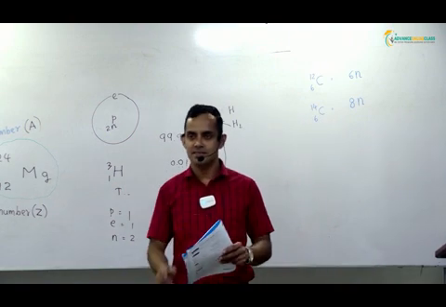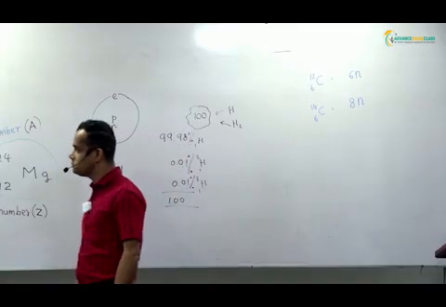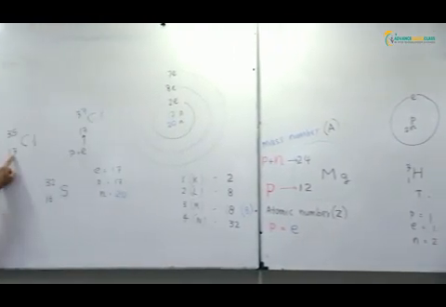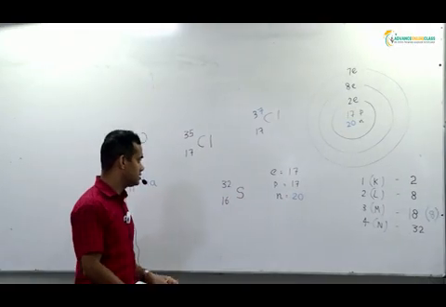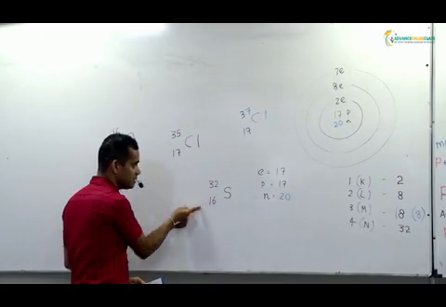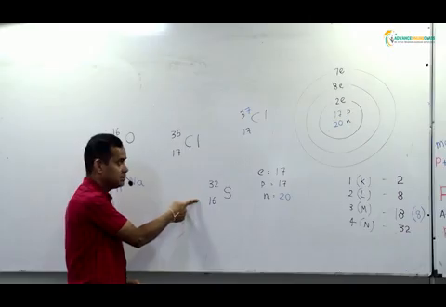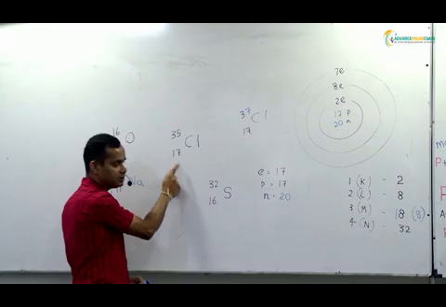Then you really need these steps. If they are isotopes, one thing must be equal. What is it? This one and this one should be equal. Otherwise, they can't be isotopes. Can you consider this one and this one as isotopes? No, never. Why? Same element should be, atomic number should be same, proton should be same.